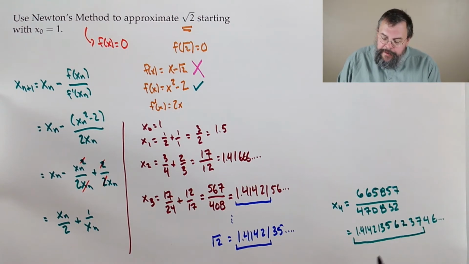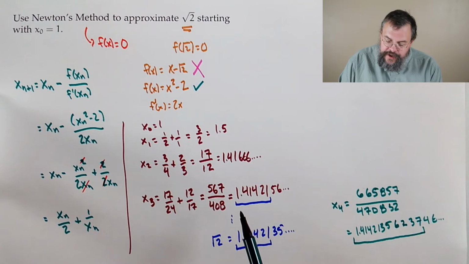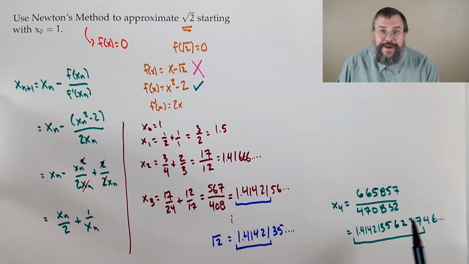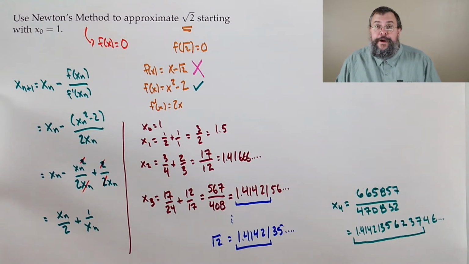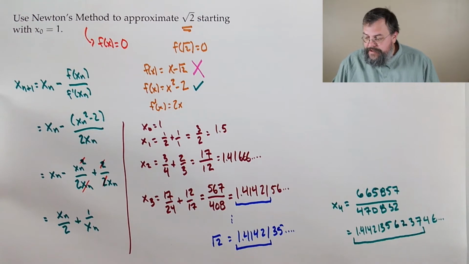Now, I will say that probably most people, in terms of practical computation, would not want to work with that number. They would much rather work with something like 567 over 408. Maybe they wouldn't even want to work with that. Well, that's possible.